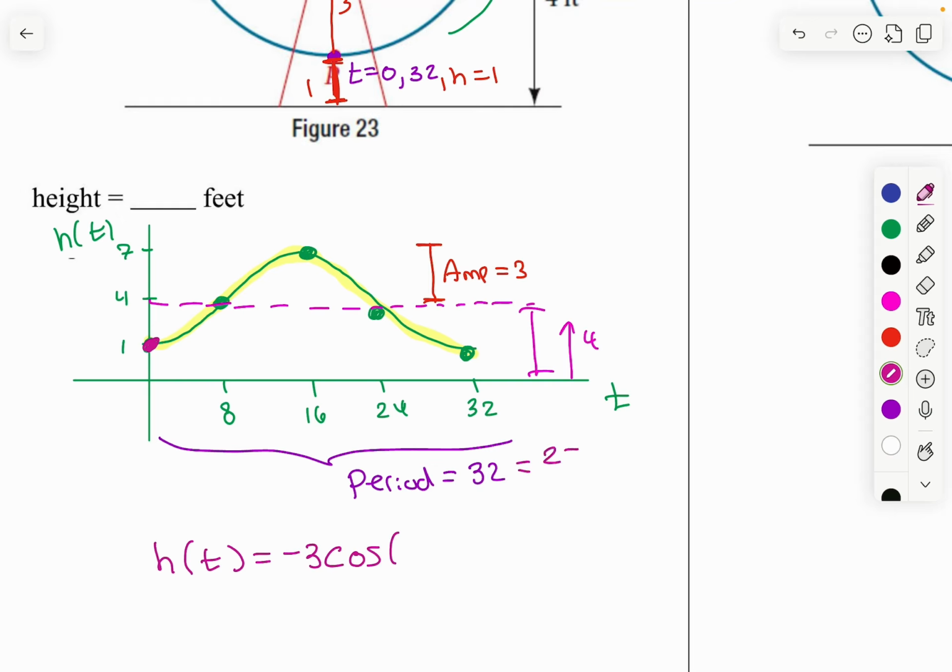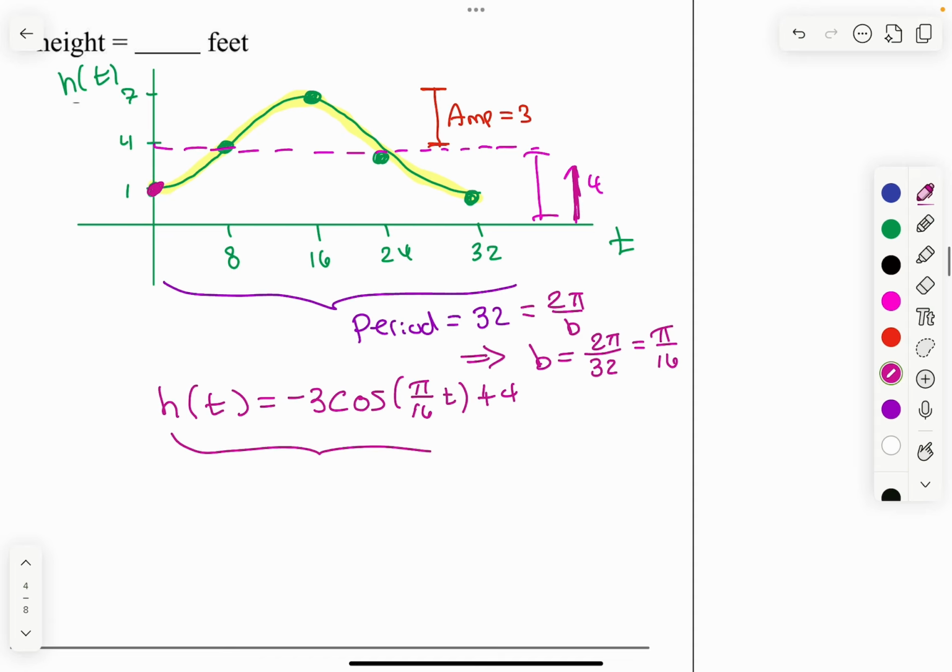But my period is 32. That should be 2 pi over b. And that tells me that b is 2 pi over 32, which is fine, but you could also write that as pi over 16. And I have my midline, which tells me my vertical shift, that's a +4. So here's my model for the height.